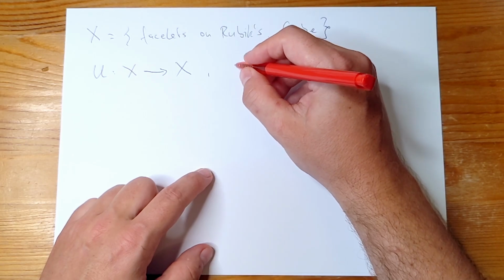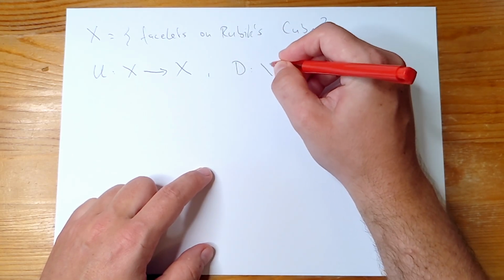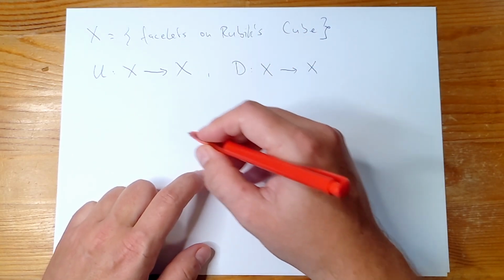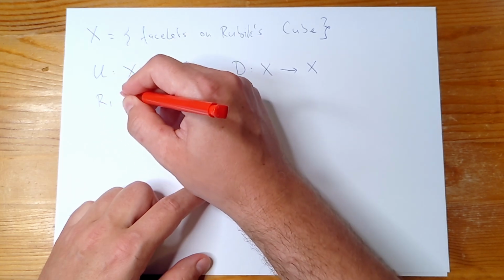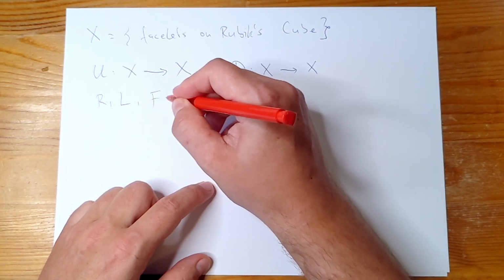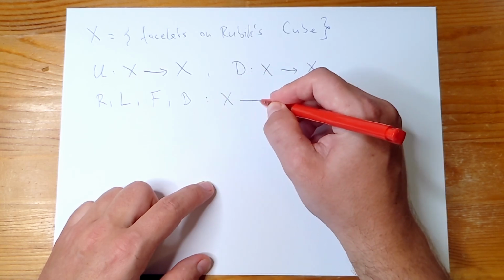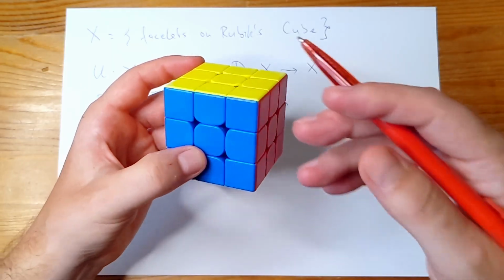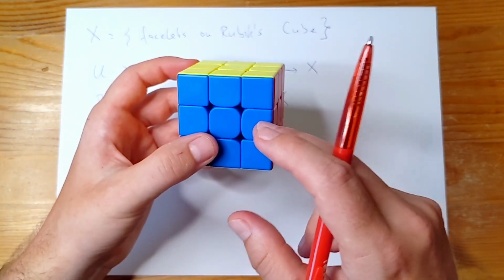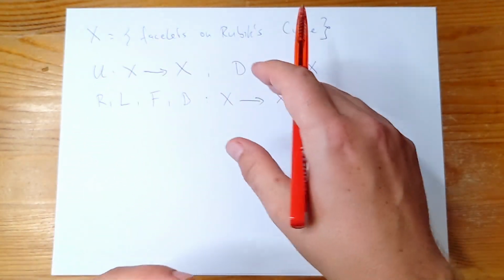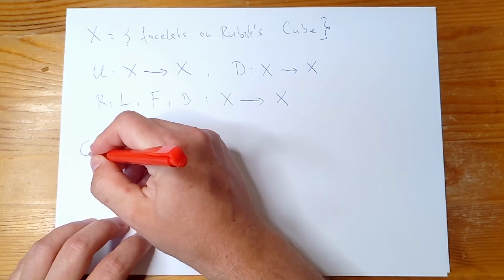And in the same way, you can also define it with every other basic face move. So for example, we have D, the down layer, and we also have R, L, and also the front layer move and the back layer move. These are also permutations. And the sequences of moves which we consider are those which can be built up from these. So let's call it G.